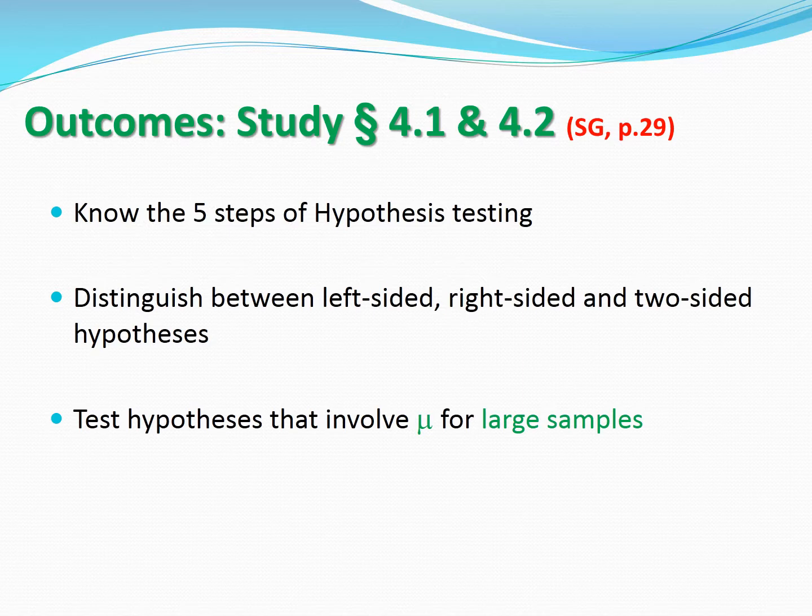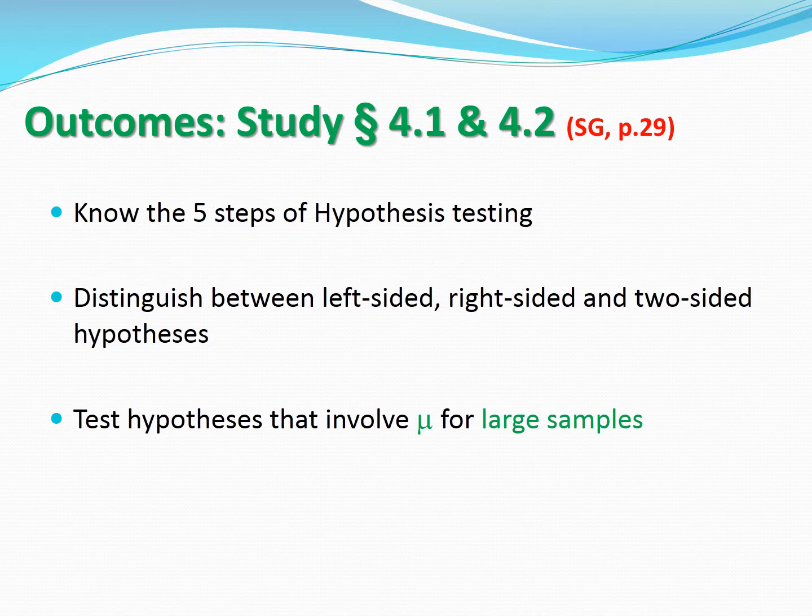Then you must be able to distinguish between left-sided, right-sided and two-sided hypotheses. So in the alternative hypothesis, you can test a left-sided hypothesis where you want to test whether your population parameter is less than some value, or in a right-sided alternative hypothesis where you want to test whether your population parameter is more than some value, or in a two-sided alternative hypothesis where you want to test whether your population parameter is different than some numerical value.